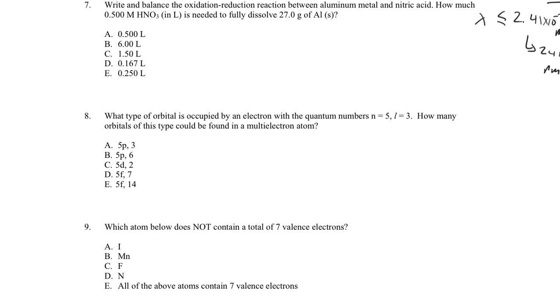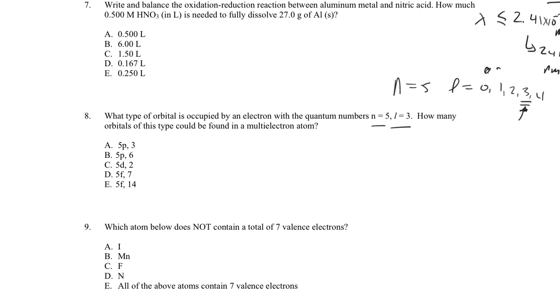Question 8: what type of orbital is occupied, or what does this electron correspond to, with this combination of n and l? So when n is 5, you may be confused into thinking that l could range from these values here, but the key is that we're looking specifically at the combination of the 5 and the 3.